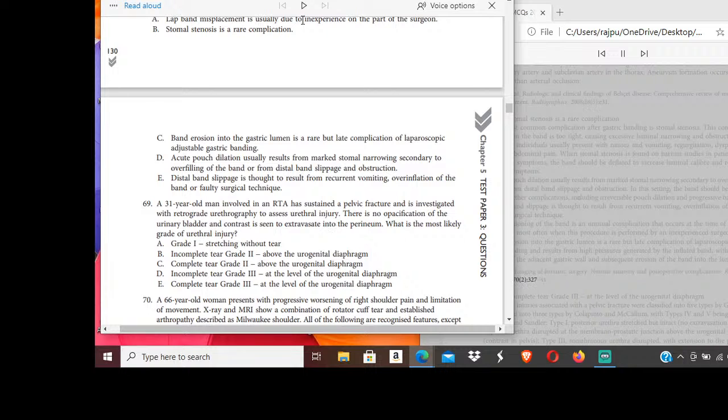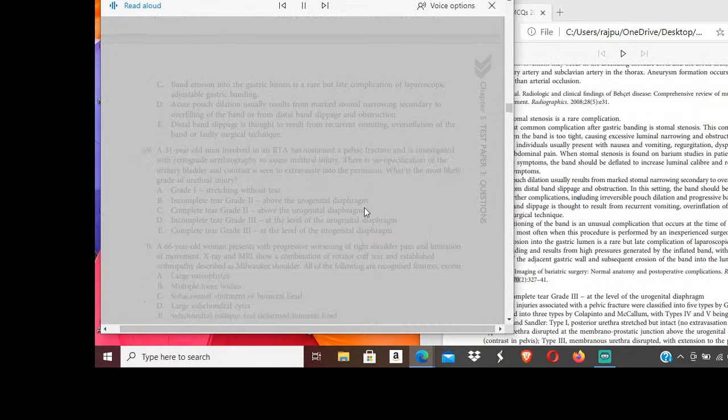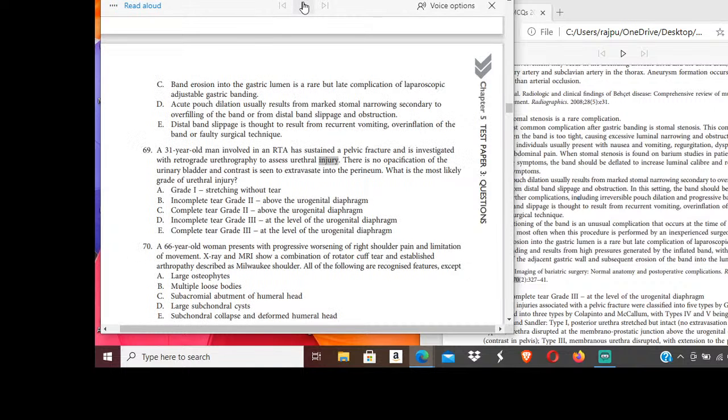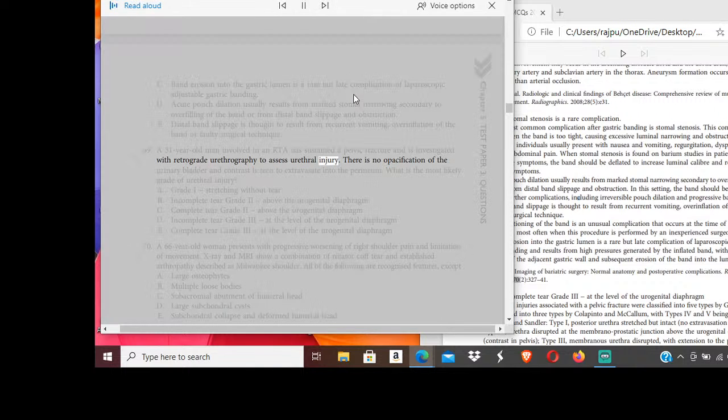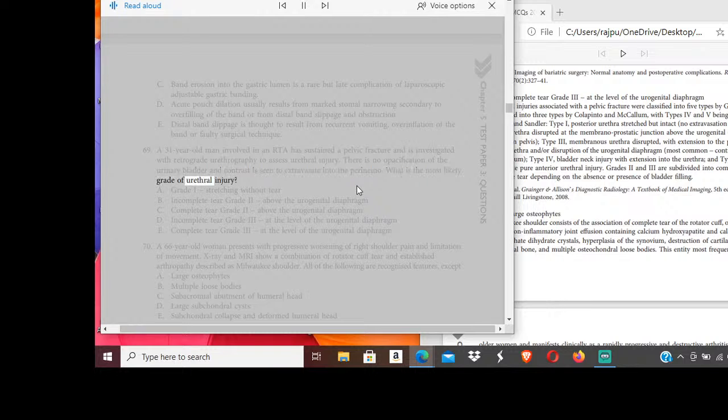69. Retrograde urethrography to assess urethral injury. There is no opacification of the urinary bladder, and contrast is seen to extravasate into the perineum. What is the most likely grade of urethral injury? A. Grade 1 stretching without tear. B. Incomplete tear grade 2 above the urogenital diaphragm. C. Complete tear grade 2 above the urogenital diaphragm. D. Incomplete tear grade 3 at the level of the urogenital diaphragm. E. Complete tear grade 3 at the level of the urogenital diaphragm.